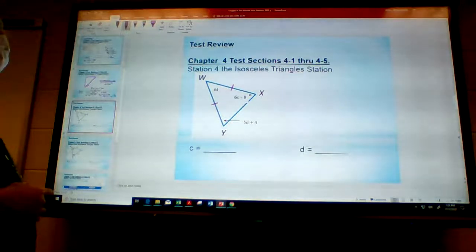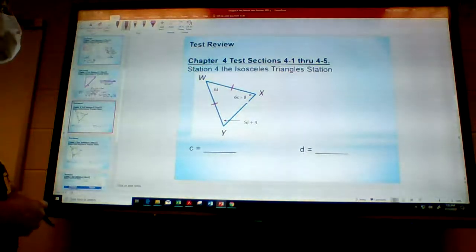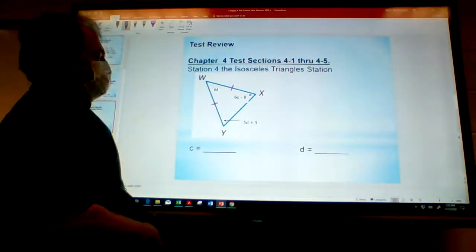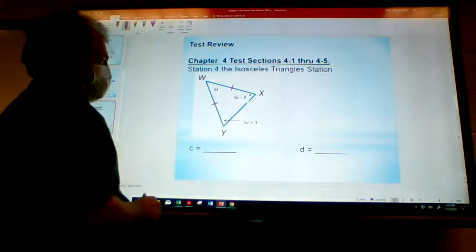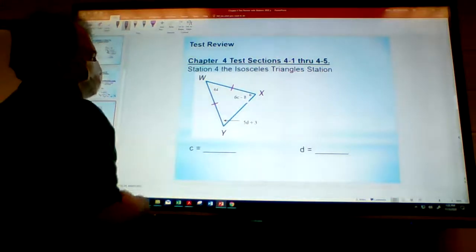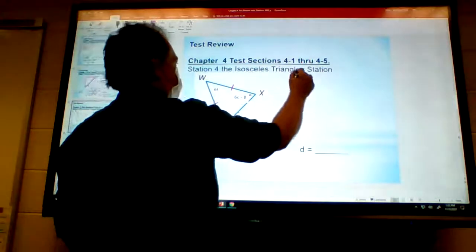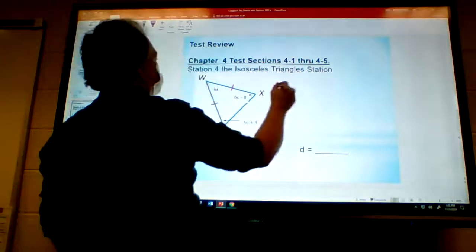Here's what we know. We know this is an isosceles triangle. So here's what I'm going to do for the moment. I got to figure out what these two angles equal. So I've got too many variables here. So I'm going to redo this angle and I'm going to redraw this triangle right here.